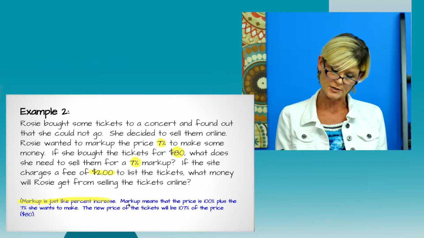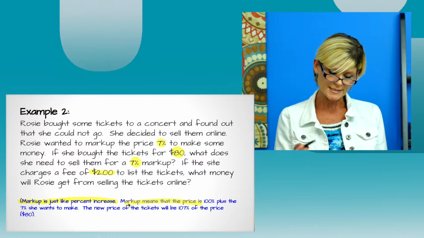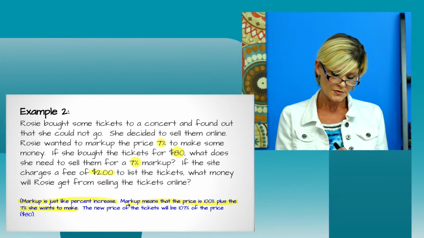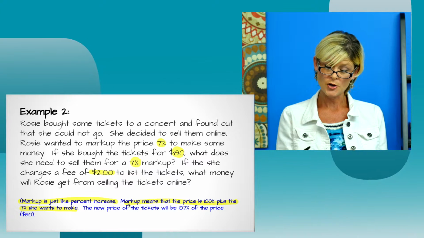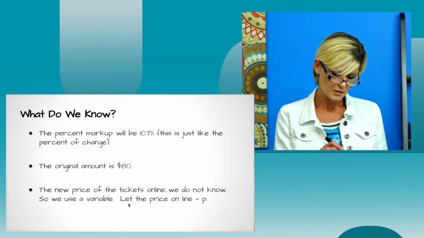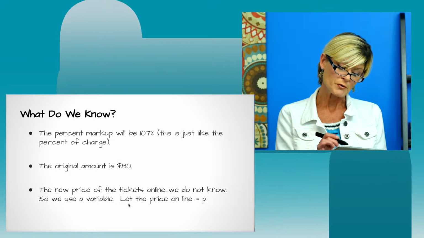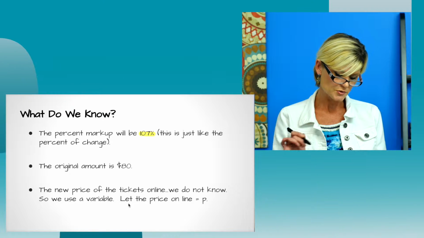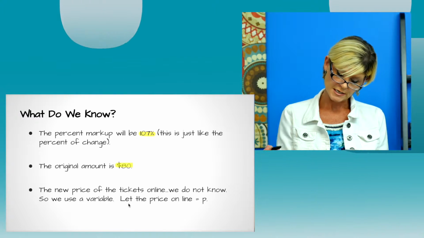Markup is just like percent increase. Markup means that the price is 100% plus the 7% she wants to make. The new price of the tickets will be 107% of the price, which is $80. So let's think about what we know. We know that the percent markup will be 107%. It's just like the percent of change. The original amount is $80.